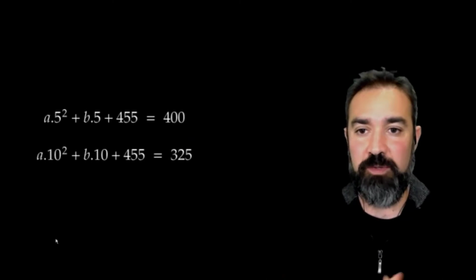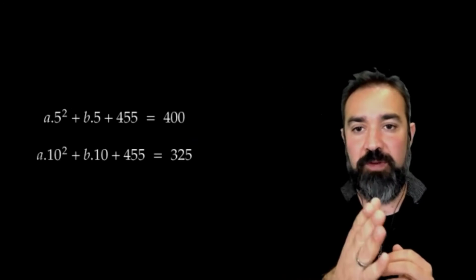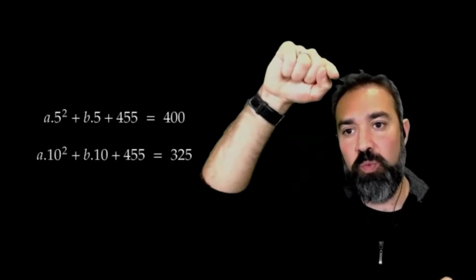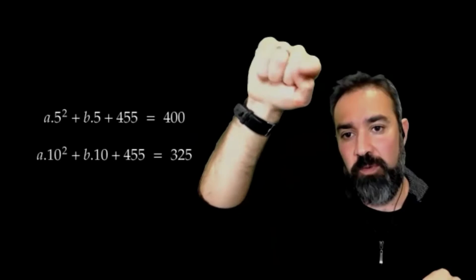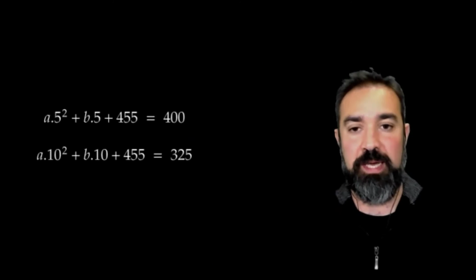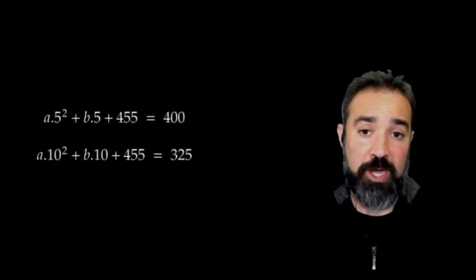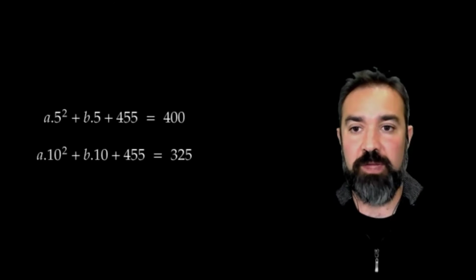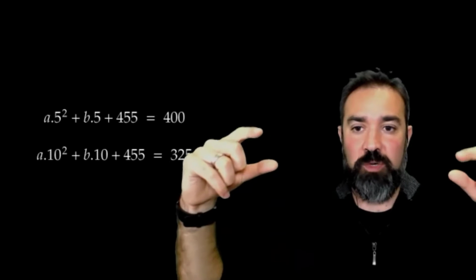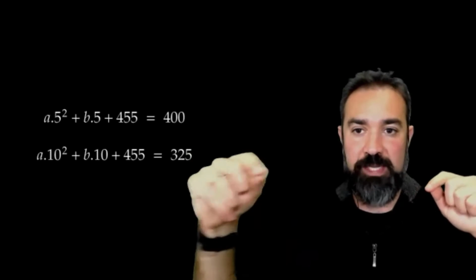So these are the values. We know what C is, 455, because this is where it starts. And we know that halfway through, when X equals 5, I want it to be 400. And then at the end, when X equals 10, I want him to be at Y position 325. So basically, that gives you the equations that you've got. And with those equations, you can then deduce what A and B are.